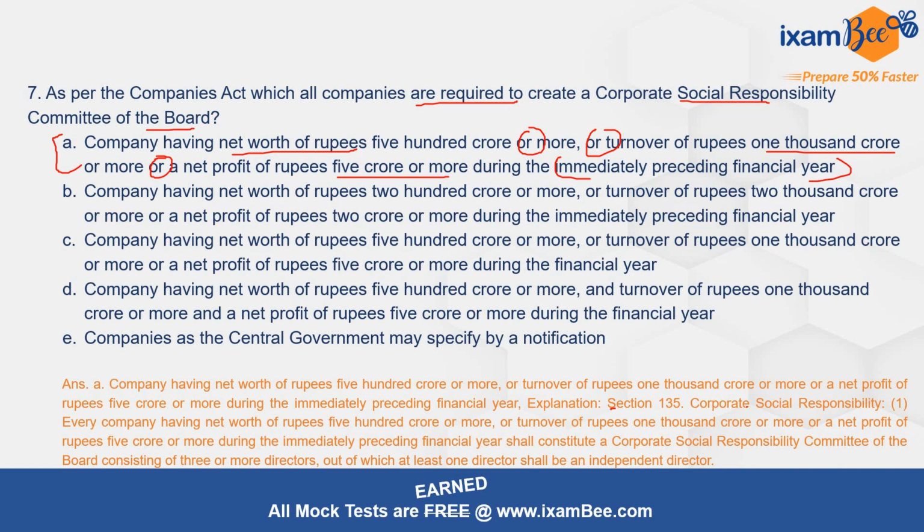Section 135, which is talking about corporate social responsibility, subsection 1 says every company having a net worth of 500 crore or more, turnover of rupees 1000 crore or more, or net profit of 5 crore or more during the immediately preceding financial year, these types of companies have to create a corporate social responsibility committee of the board, and this board will consist of 3 or more directors, out of which at least one director shall be an independent director. So you can see in this particular question, not only the limit is one of the things you need to be aware of, but apart from that, the composition of the CSR board.